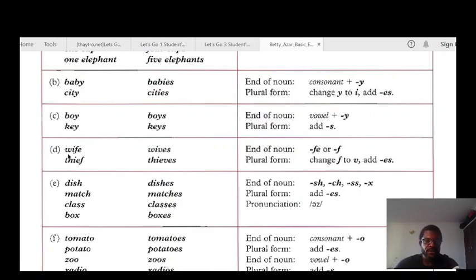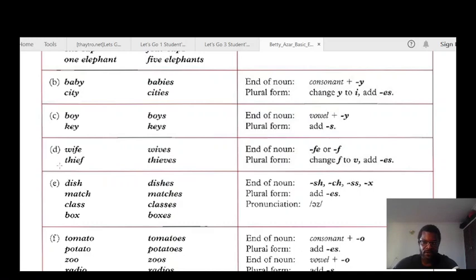So here we've got wife, W-I-F-E. The ones that end with F or F-E, what do we do? We remove the F or F-E and add what? V-E-S. We remove the F or F-E and put V, then add E-S. So people would rather say just put V-E-S. It's up to you how you want to make it look easier for you. But when you see a noun that ends with an F or F-E, what do we do? We remove the F or F-E, put V, then add E-S.